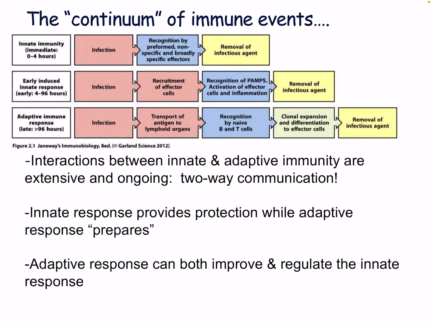So the interactions between innate and adaptive immunity are extensive and ongoing. It is a two-way communication. Innate responses provide protection while the adaptive response repairs. And the adaptive response can both improve and regulate innate responses.